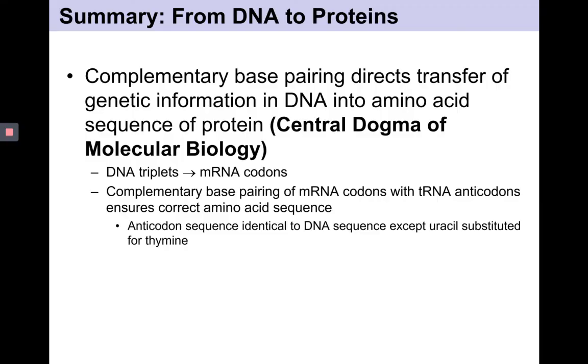So to summarize, we're going to use complementary base pairing. That way our anticodons and codons pair up. And the central dogma of molecular biology just states that we take DNA triplets and turn them into mRNA codons. The mRNA codons are read at a ribosome in order to bring the right amino acid, and we will build a protein from those amino acids carried to the ribosome by tRNA. And then rRNA, of course, makes up the ribosome.